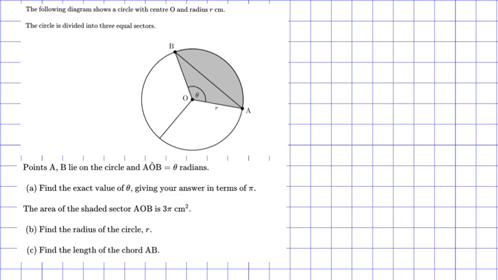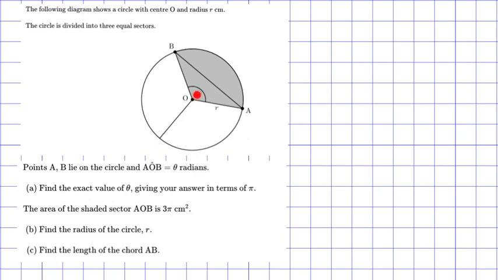Question 2. The following diagram shows a circle with center O and radius r centimeters. The circle is divided into 3 equal sectors. Points A and B lie on the circle, and AOB is equal to theta radians. A. Find the exact value of theta, giving your answer in terms of pi. Well, we are told that the circle is divided into 3 equal sectors. So that's one sector, one sector, one sector.